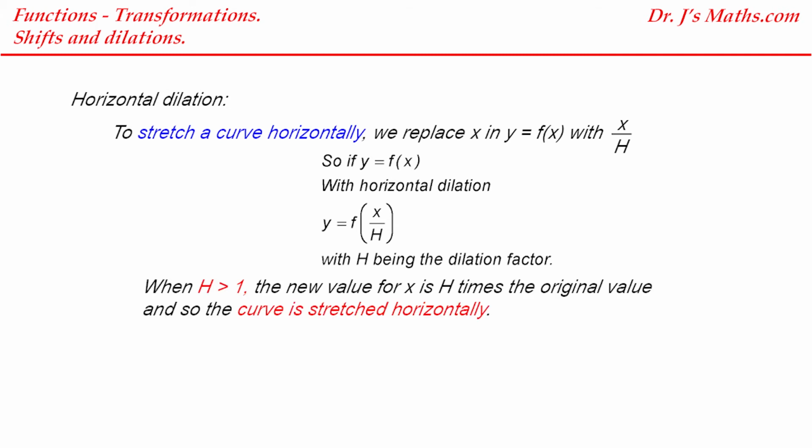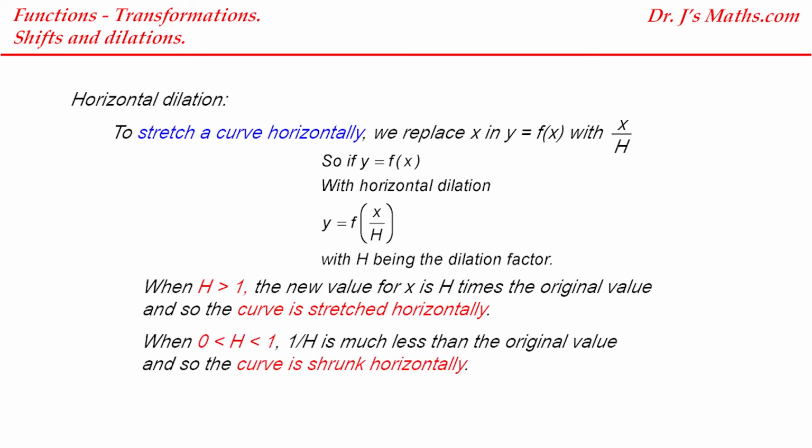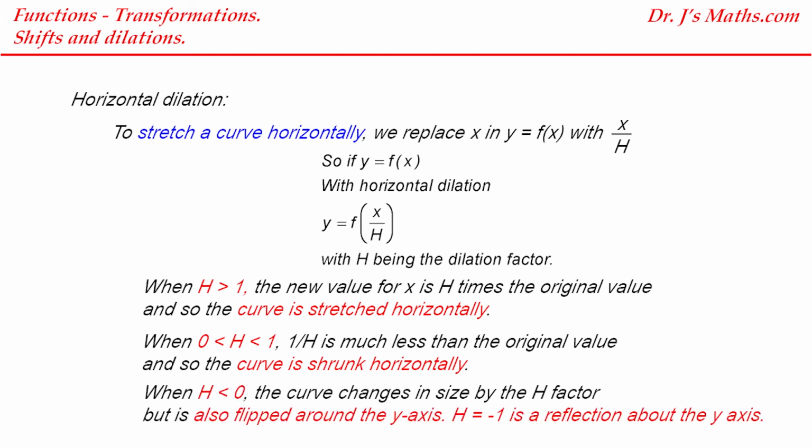When h is greater than 1, the new value for x is h times the original value, so the curve is stretched horizontally. If h is between 0 and 1, then the new value is less than the original value, so the curve is shrunk horizontally. When h is less than 0, the curve changes in size by the h factor, but it's also flipped around the y-axis. h equals -1 is actually a reflection about the y-axis.